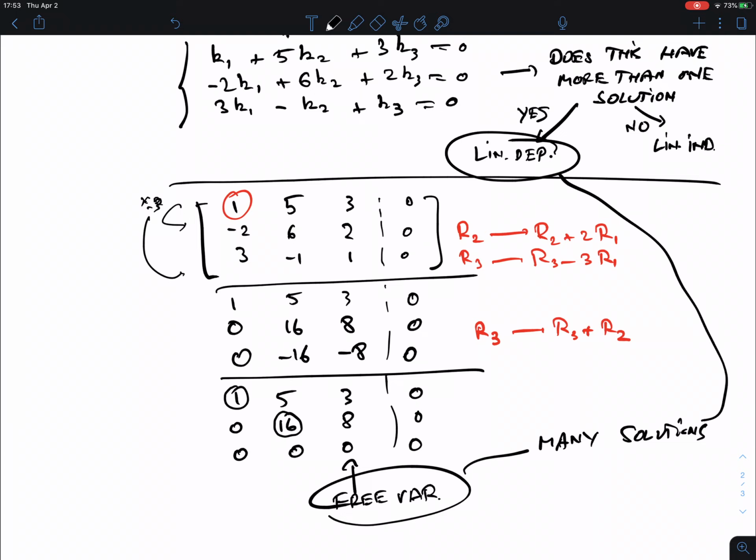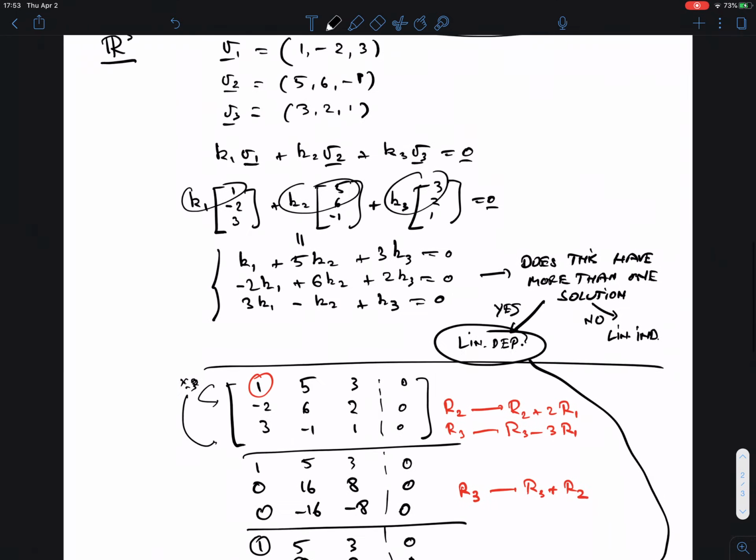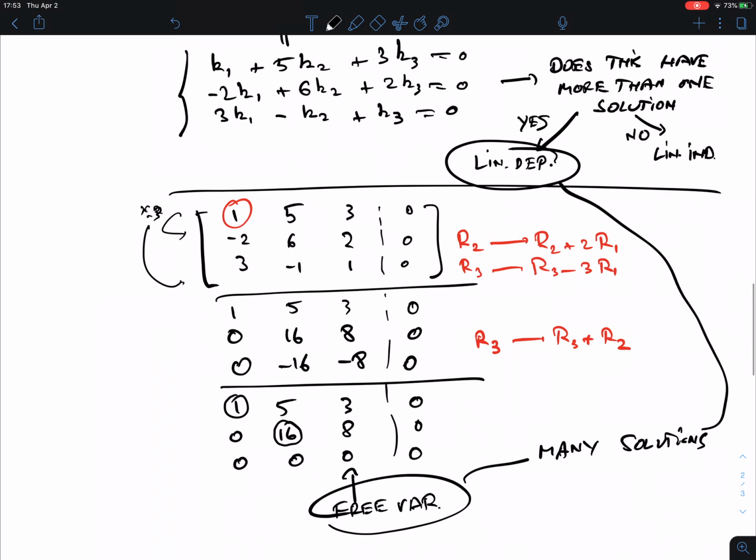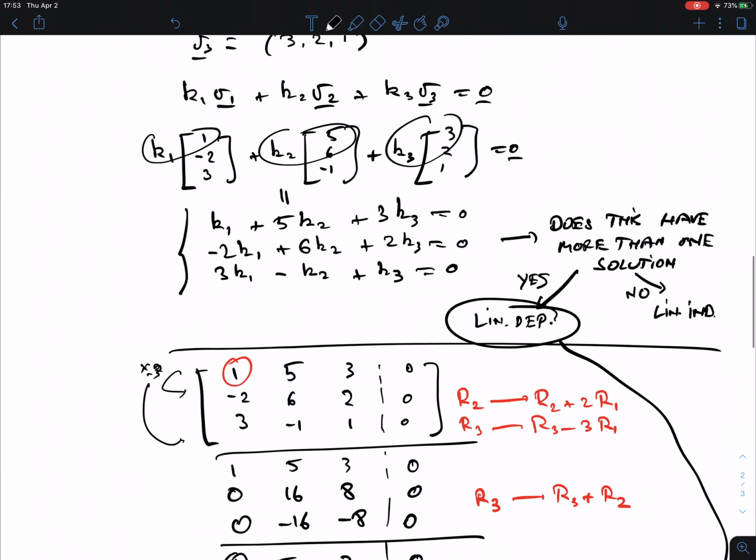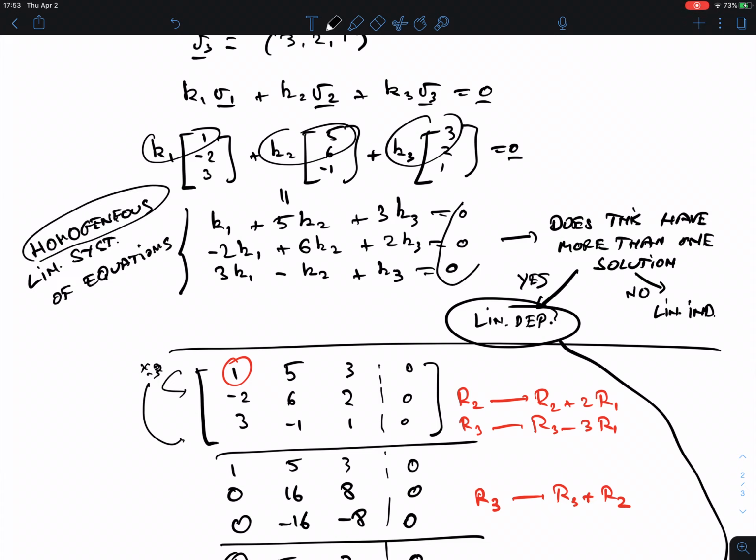You put all the vectors into a matrix, and you think of this as the coefficient matrix of a linear system of equations. But notice it's a very special type: a homogeneous linear system of equations. You have to get used to this word. You might have ignored it before when I was mentioning homogeneous. It refers to the fact that the column of constants is all zeros.